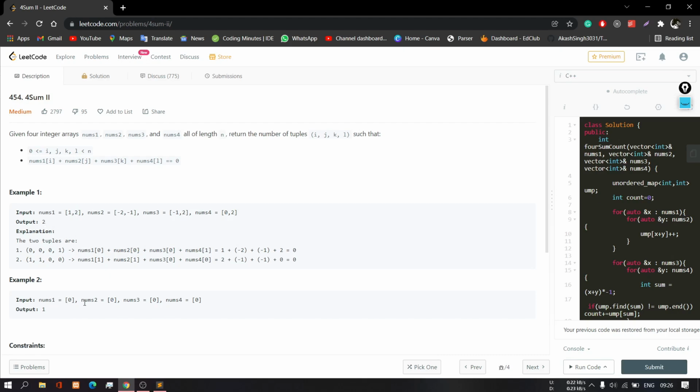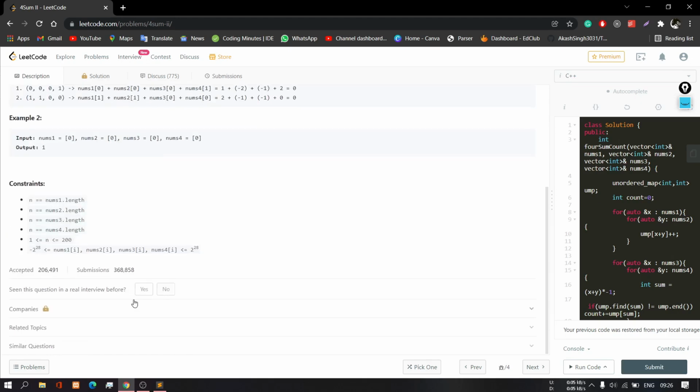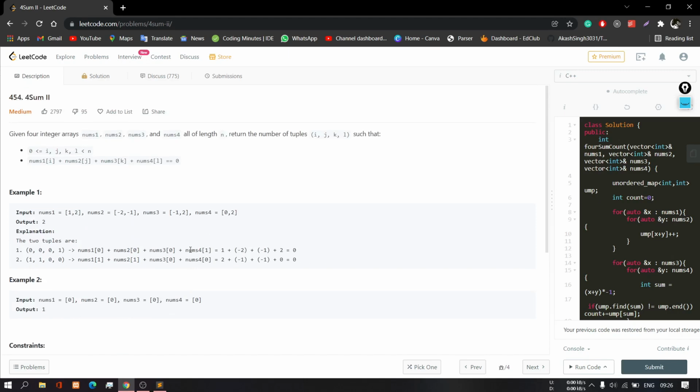Example 2, here all are 0, so only one combination is possible, 0 0 0 0, so the answer will be 1. And the constraint is that nums1, nums2, nums3, nums4 can have length up to n, which means 200, and all the values in the arrays are from -2 to the power 28 to +2 to the power 28. Okay, so let's begin with an example.